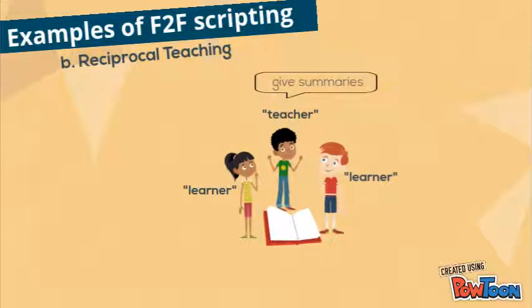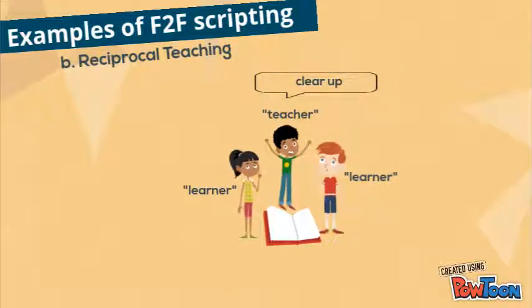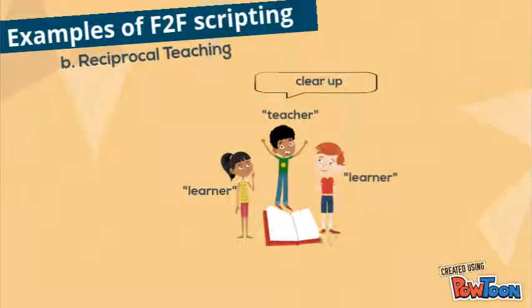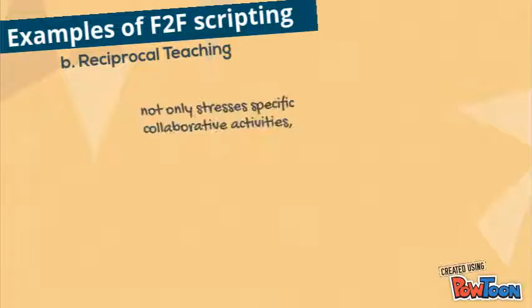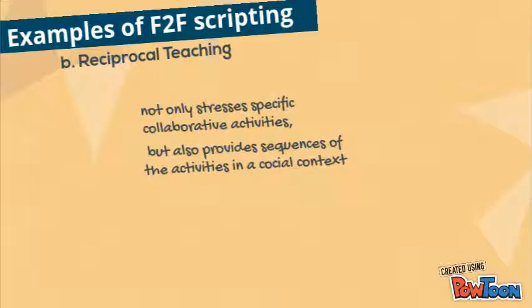Thereafter, the teacher identifies difficult passages of the text and tries to clear them up in collaboration with the learner. Therefore, reciprocal teaching does not only suggest specific collaborative activities such as questioning and supporting each other, but also provides a meaningful sequence of these activities in a social context.